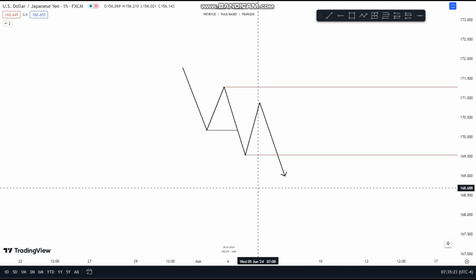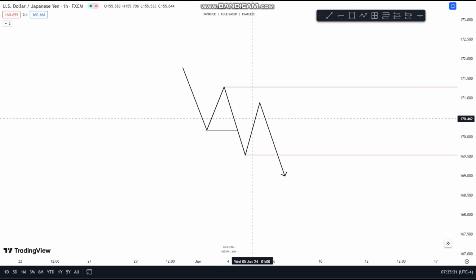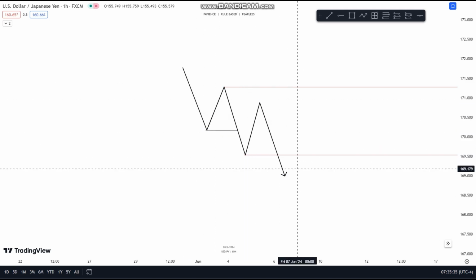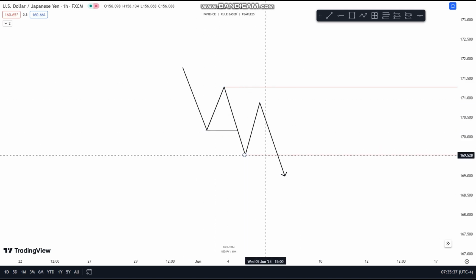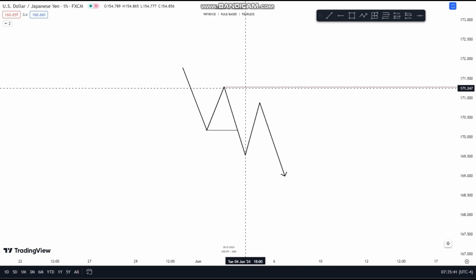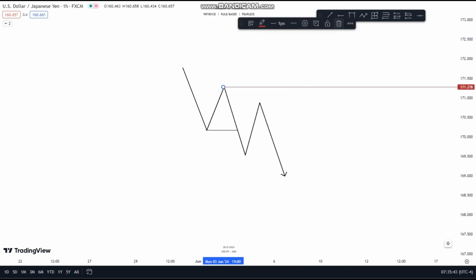I'm just using the daily time frame as an example. The same goes for weekly and monthly. So this is an example of a bearish external liquidity. So let's move over to live charts and see how it looks on a live chart.